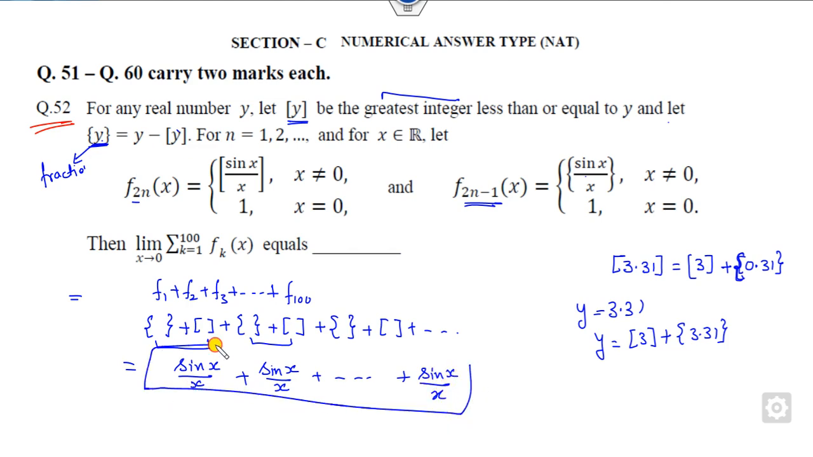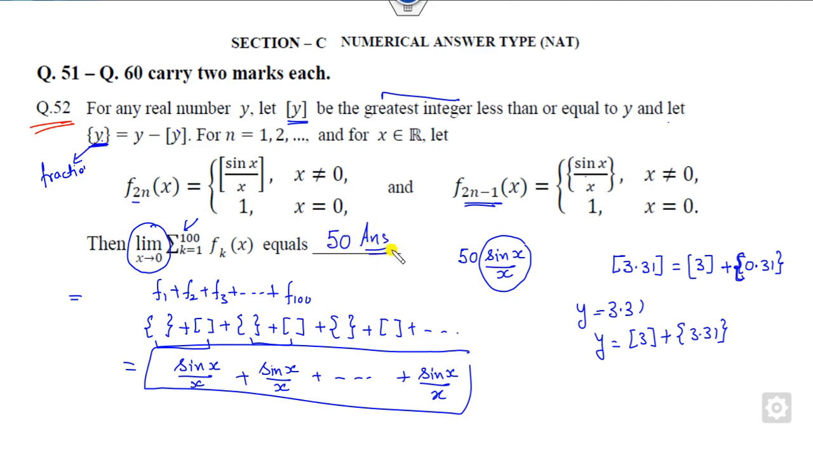How many pairs are there? Since we are summing up to 100 and each pair is this, it will be 50 times sin x by x. Now finally you have to take the limit x approaches 0, so this value goes to 1, so the right answer is 50. That's very simple. You have to use this expression: fractional component is nothing but the number minus the greatest integer.